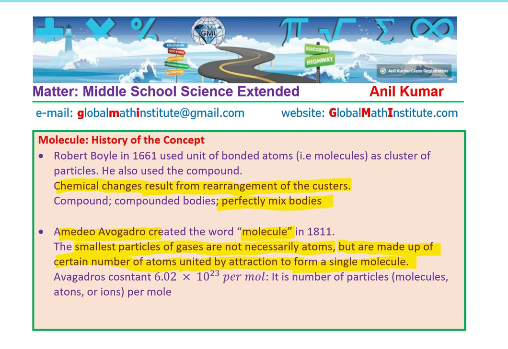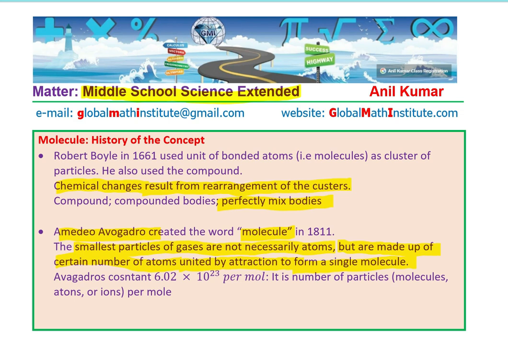Avogadro's constant, as you know, is 6.02 times 10 to the power 23 per mole. We're not getting into details at this level, where high school students will definitely know about it. But since we are restricting ourselves to middle school and slightly extended, we are giving you a topic to explore further. He related all these terms, number of molecules, with mole and weight or mass in grams. That's very important to understand.